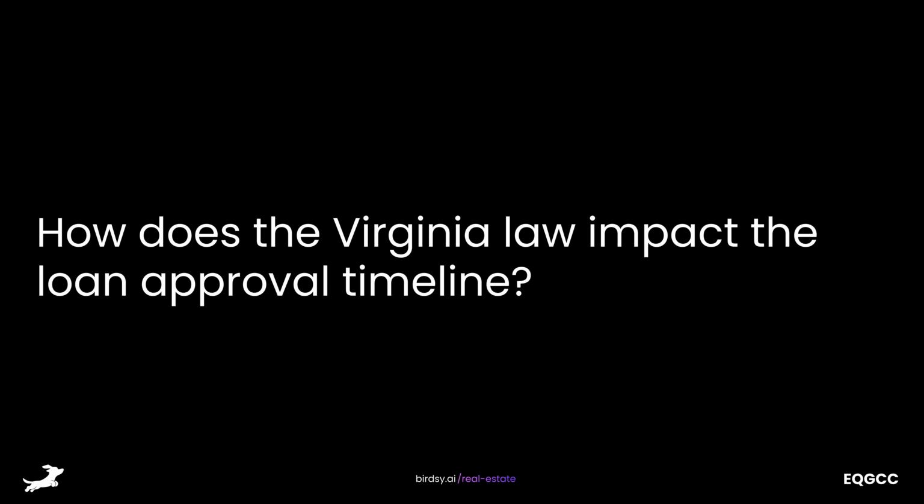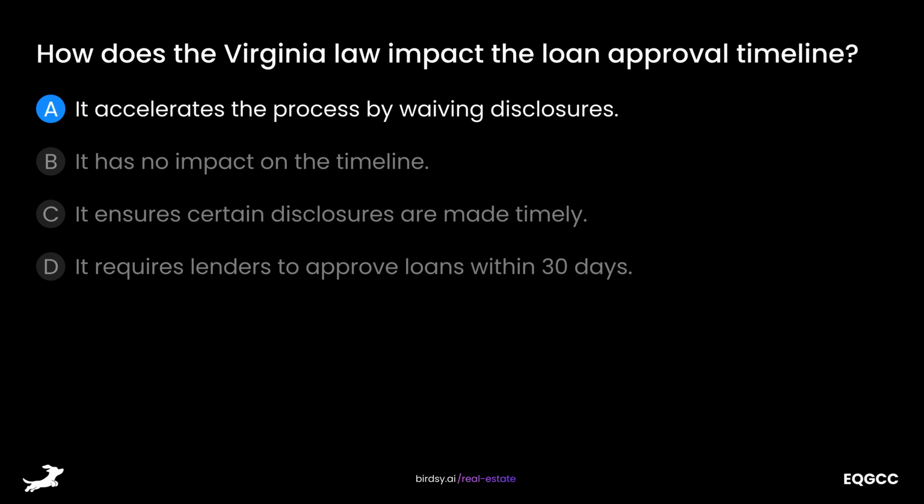How does the Virginia law impact the loan approval timeline? Is it A. It accelerates the process by waiving disclosures, B. It has no impact on the timeline, C. It ensures certain disclosures are made timely, or D. It requires lenders to approve loans within 30 days? The answer is C. It ensures certain disclosures are made timely.